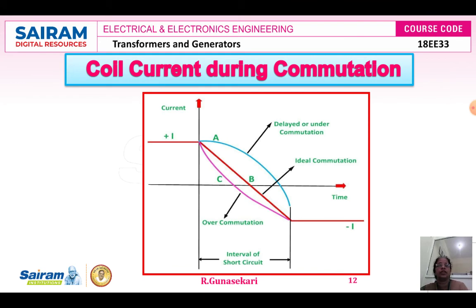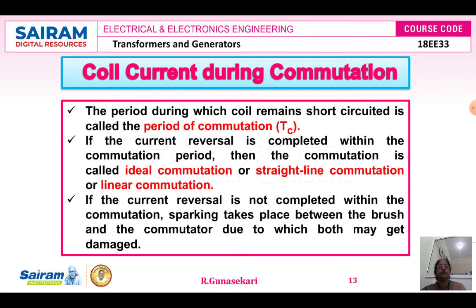Then we studied the coil current during commutation. Now you see the diagram. The X-axis is time and the Y-axis is current, and the range is +1 to -1 only. The graph is labelled: over commutation, delayed or under commutation, ideal commutation, and interval of short circuit. A is the delayed or under commutation, B is the ideal commutation, and C is the over commutation. Now we study the definitions of all the terms.